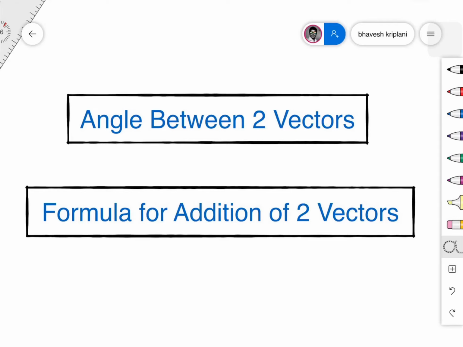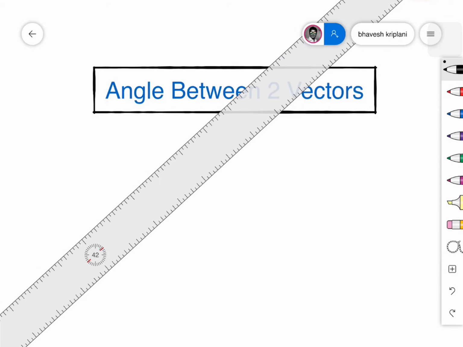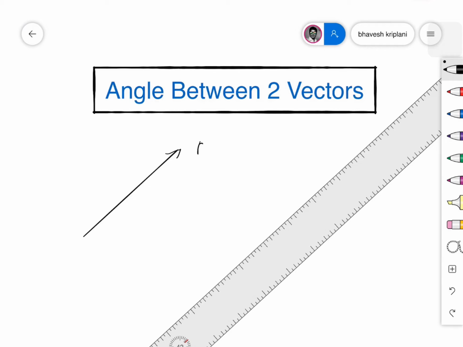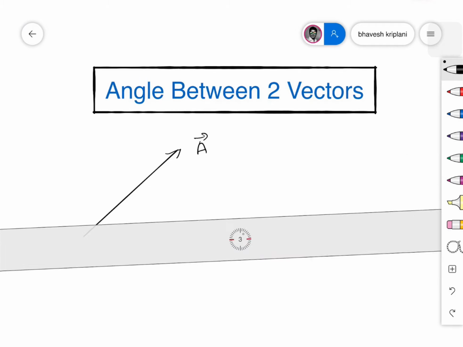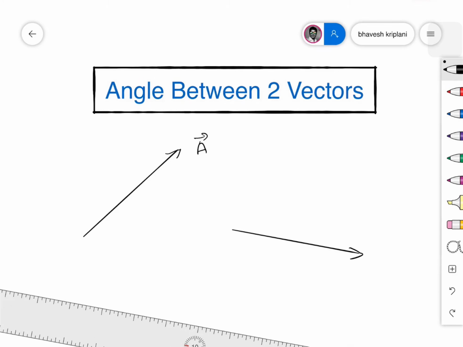In this video, we will first find the angle between two vectors, and then we will find the mathematical formula for addition of two vectors. So let's find the angle between two vectors first. Let's say we got two vectors. This is the first vector, we call it vector A, and this is our second vector. Let's call it vector B.